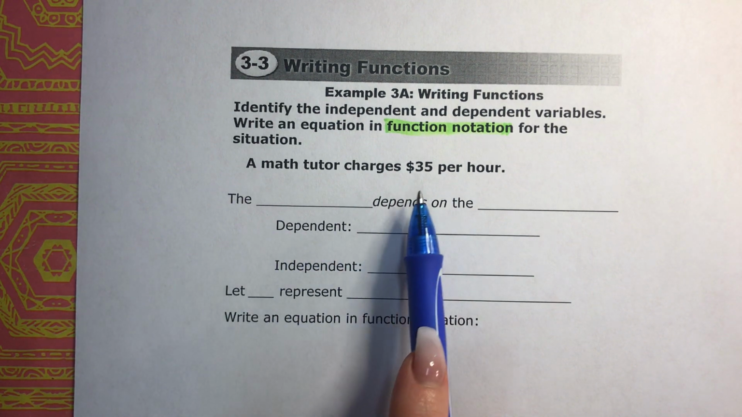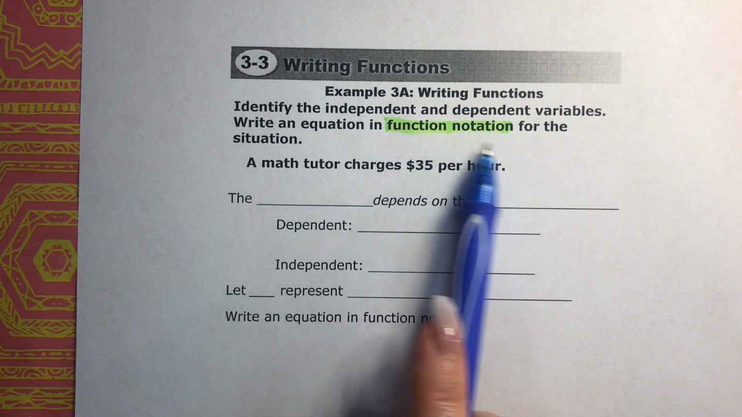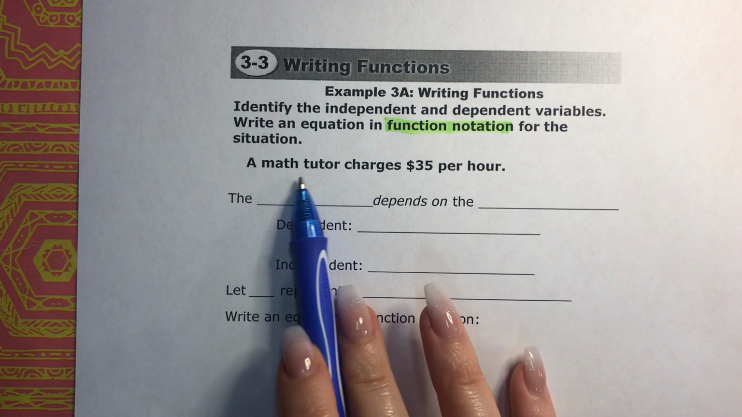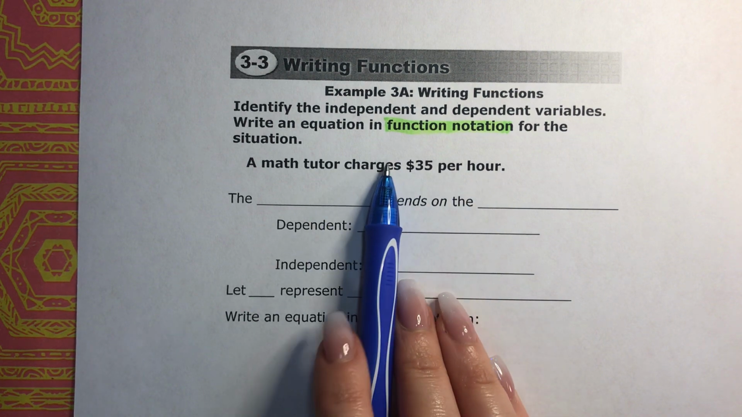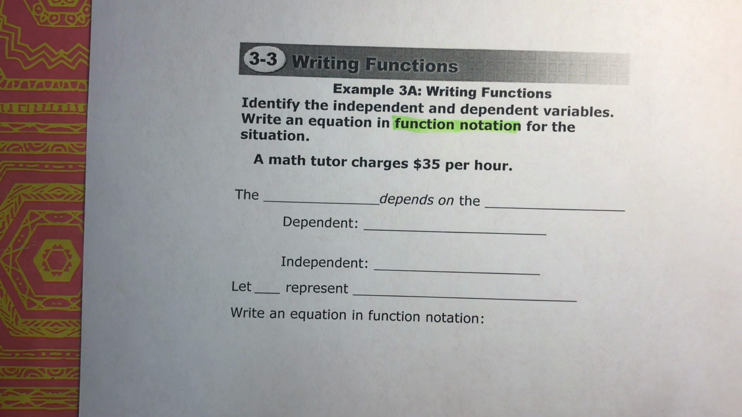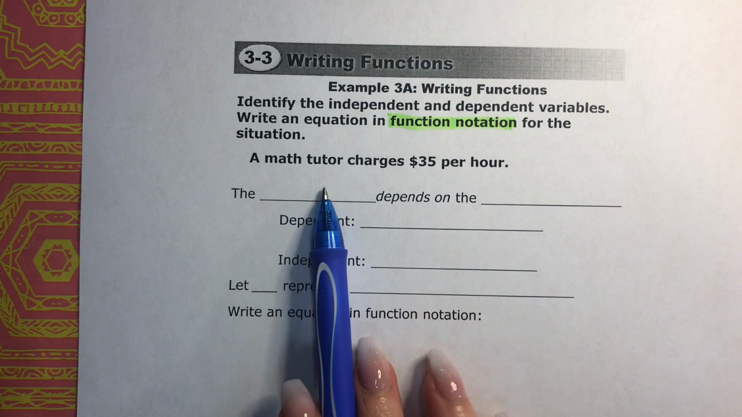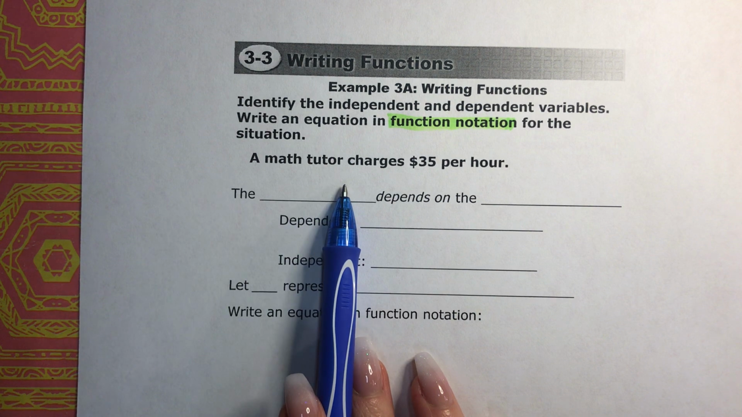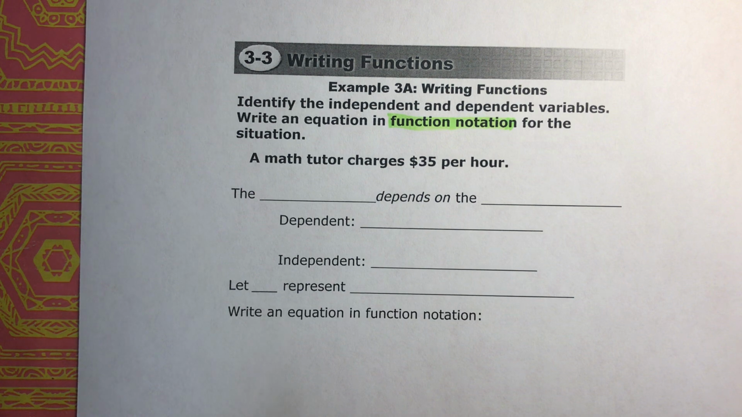So what do we have? A math tutor charges $35 per hour. All right, so the first thing we have to do is figure out what those independent and dependent variables are. When we're talking about somebody getting charged $35 per hour, there's a total charge or total cost, and then there's the number of hours. So I would say, what depends on the other? Well, the more hours you work, the more you get paid. So I would say that the amount that you get paid depends on the number of hours worked.